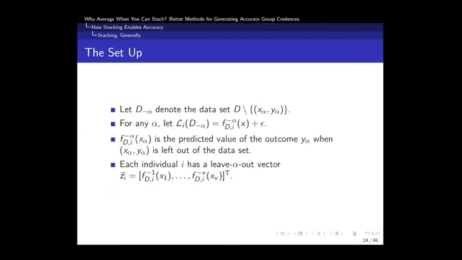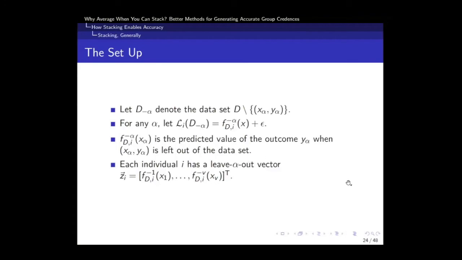Now, moving a little further, we're going to do some cross-validation, right? So here we let D minus alpha denote the data set with the alpha data point removed. So we're holding out one observation within our data set. And then each individual can train their learning algorithm on the data with that alpha data point held out, and arrive at a different model. And here we use this superscript minus alpha just to denote that this is the model arrived at when we've held out the alpha data point. And this expression here is just going to be the predicted value of the outcome y alpha, when x alpha, y alpha is left out of the data set, but we're given x alpha as input, right?